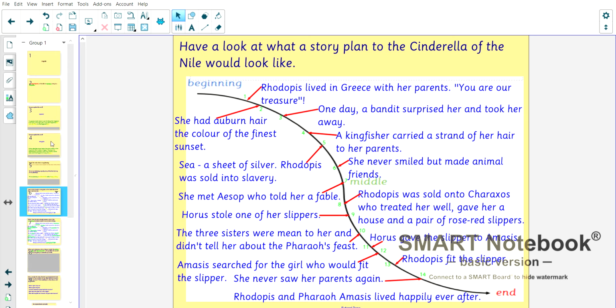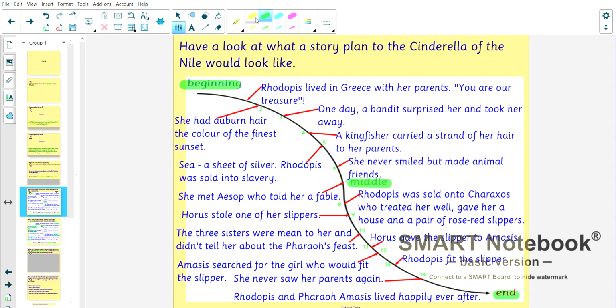And this is actually a story plan that the author of the Cinderella of the Nile, Beverly Naidoo, would make herself. Now, the easiest thing is to make the story plan in the past tense already, because that is the tense you are going to use to write your story in. Now, as you can see, the story has a clear beginning, a middle, and an end.